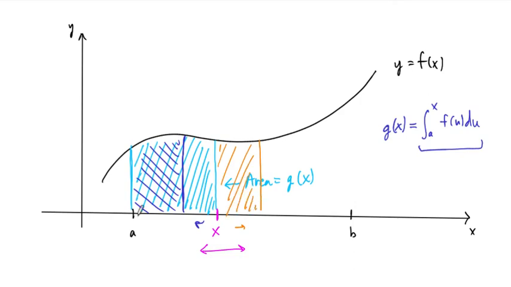Okay, and as it goes all the way from a up to b, it's going to fill out the entire area underneath this curve. So that's what it means to be an antiderivative. The antiderivative is just gradually adding on area underneath the curve as the variable moves from a toward b.